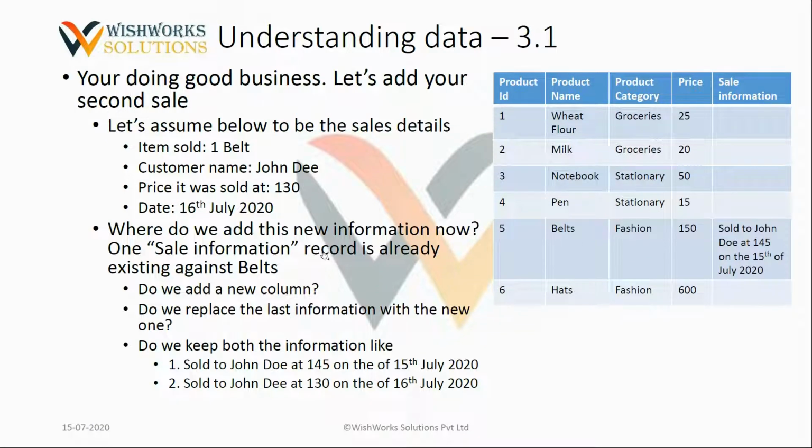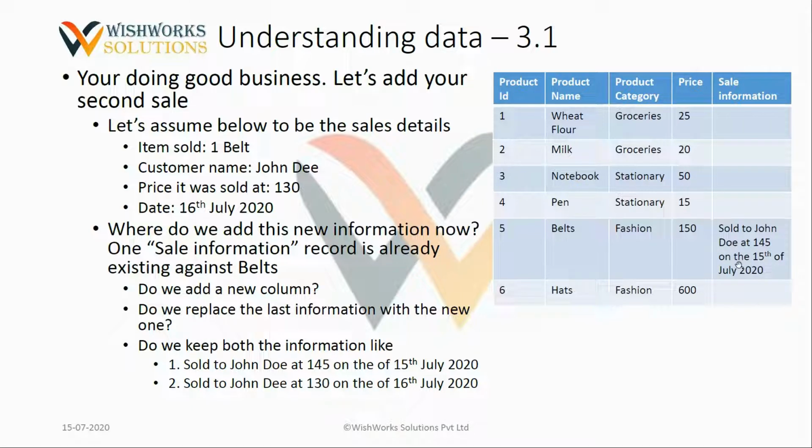So if we add the second sale, where do we add this additional information? Say the last time John Doe came and made a purchase at 145, but this time John Doe has come and he's purchasing at 130 on the 16th of July. That's the next day. Then where do you store this information? Do you add a new column on the right? That could again be a solution. Or do you replace the information, that is, you remove this information and replace it with sold to John Doe at the rate 130?